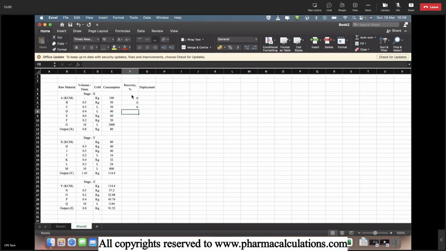And let's say this component D, I would like to recover almost 80% to the input. And coming to this, I don't want to recover, and this I don't want to recover, but here, sorry, zeros. And this is a solvent, so I'd like to recover it. So total 80% recovery I'm going to do.